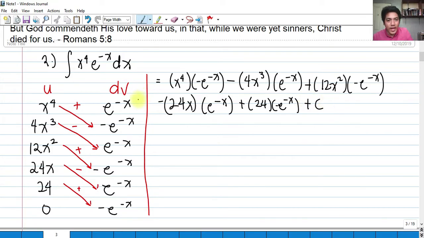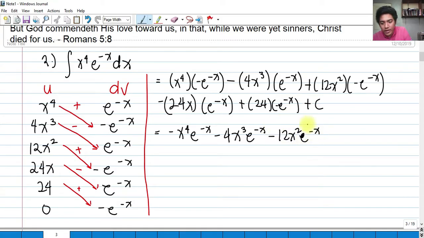Okay? If we're going to do that, we have negative x raised to 4 e raised to negative x minus 4x cubed e raised to negative x minus 12x squared e raised to negative x. And we have minus 24 e raised to negative x. We have, okay, 24x, I mean. That is a 24x e raised to negative x minus 24 e raised to negative x plus c.